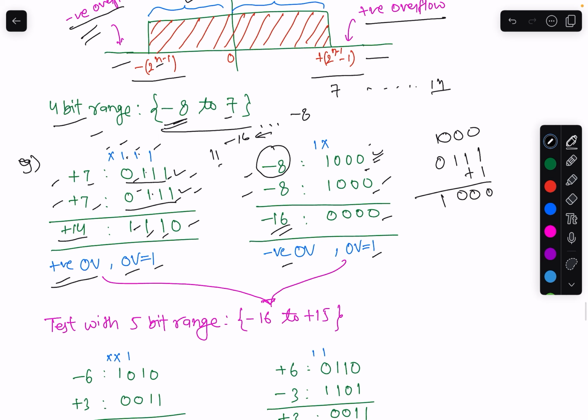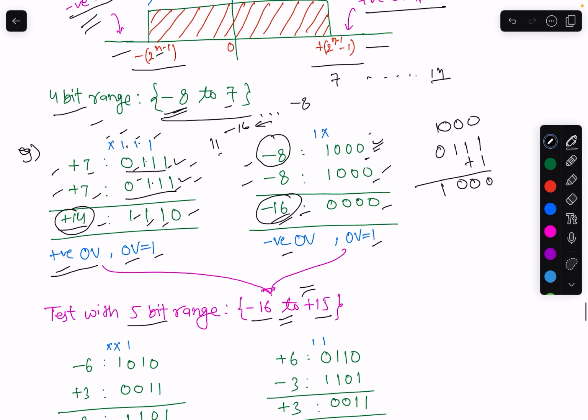Now if we take the 5 bit range, in 5 bit we can represent from minus 16 to plus 15, and of course we can represent this plus 14 and minus 16 using this, because both of these numbers fall in this range.